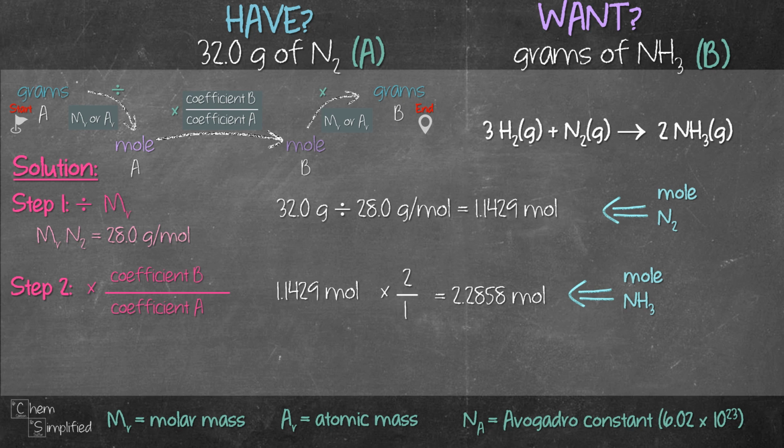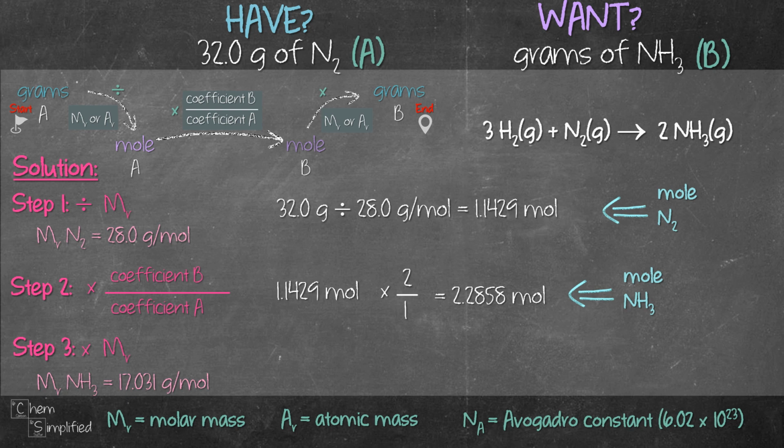So now we're done with step 2, moving on to step 3. In the third and final step, we need to multiply what we got from step 2 with the molar mass of B, which is 17.031 grams per mole for ammonia.